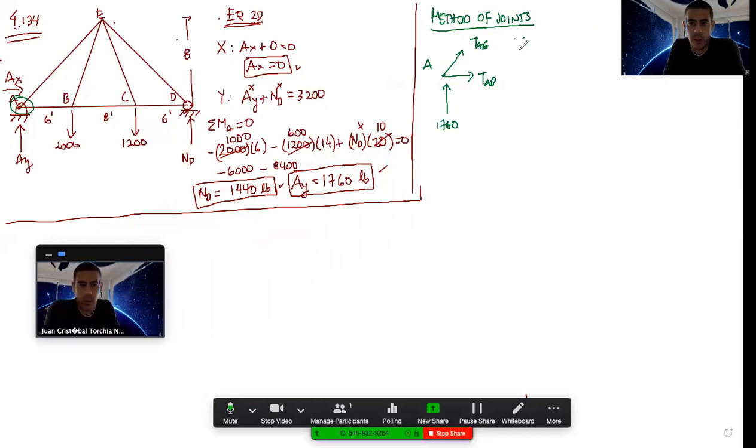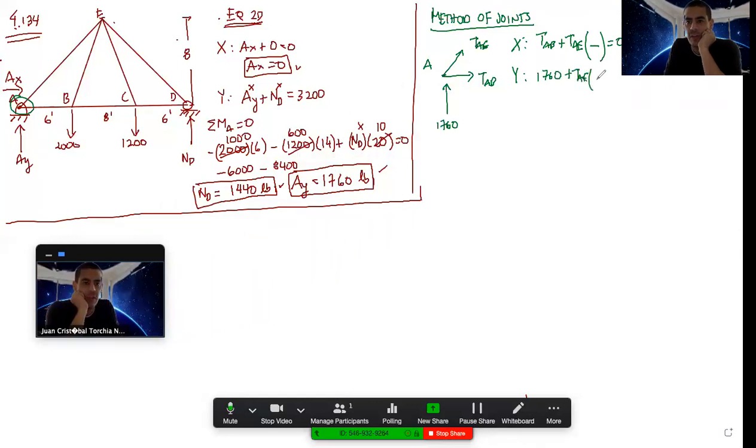And from here, let's just try at X. At X, I will have the TAB plus something of TAE. Sorry about it, but I need to use the triangle again. This guy should be equal to 0. Now the problem here, well, let me just write Y. So for Y, I will have the 1760 going up plus TAE, but some of it, the vertical part, which is something equals to 0. Now I will try to find that part.